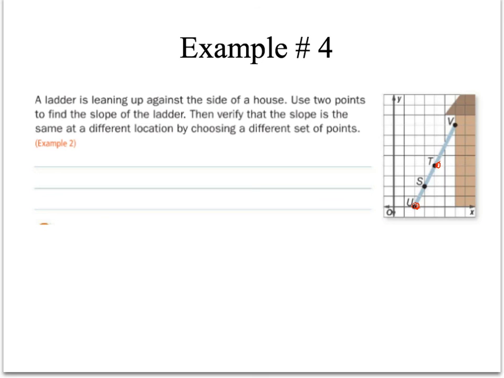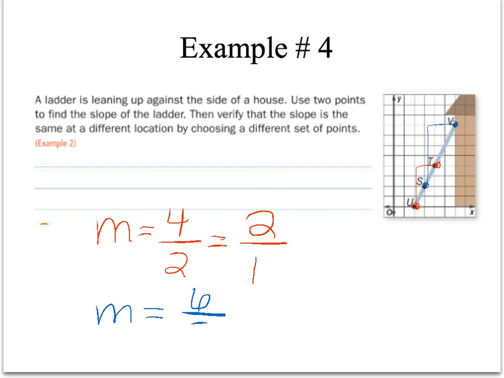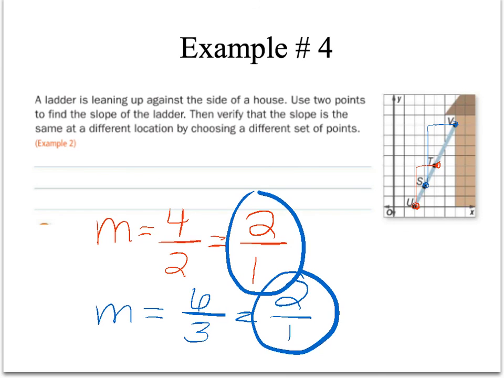So from U to T, I'm going to count rise 1, 2, 3, 4, and over 1, 2. So I have a slope of rise 4 over 2, which reduces to 2 over 1. If I change colors and I go from maybe S to V, I'm going to count rise 1, 2, 3, 4, 5, 6, and over 1, 2, 3. And so that blue slope was 6 over 3, which again still reduces to 2 over 1, slope being a constant rate of change.